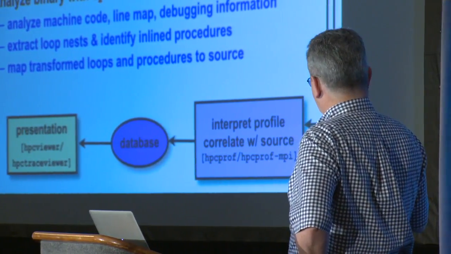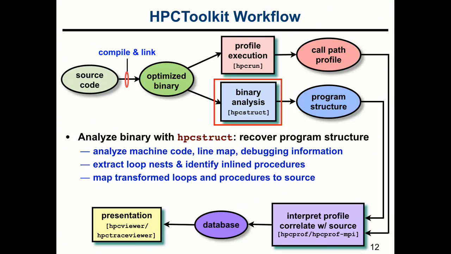So then the next thing we do is some binary analysis. We analyze your application binary. We have a utility called hpcstruct. What it does is recover the program structure. It analyzes the machine code, the line map, the debugging information that's present in the executable. It identifies where the loop nests are, where there's inline code, and then it maps all of the machine instructions back to the original source code.